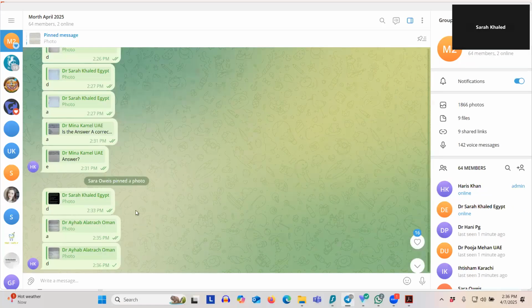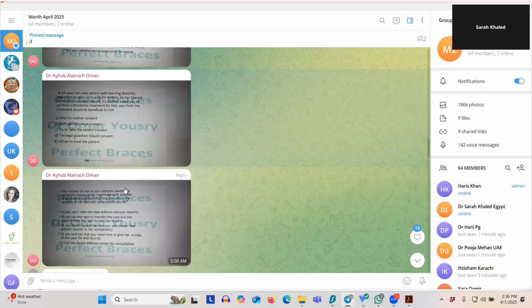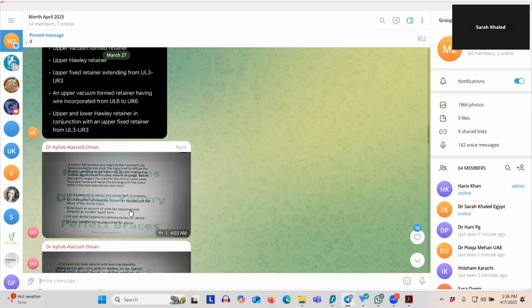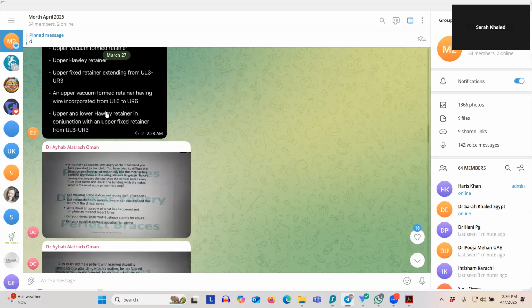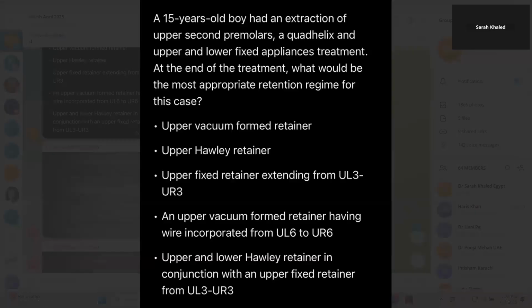Doctor, sorry, the previous question: we chose the vacuum retainer because it's more aesthetic than the Hawley retainer, right? And where is the Hawley? Option B. Yeah, for better aesthetics or what?